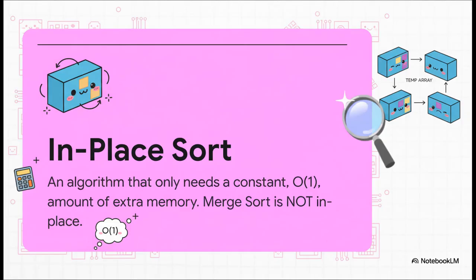First, what does in-place mean? Well, an in-place sort is an algorithm that can get the job done by just shuffling elements around inside the original list without needing a bunch of extra space. Because our merge step needs that temporary array to build the final list, merge sort is not an in-place algorithm, and that right there is its main drawback.